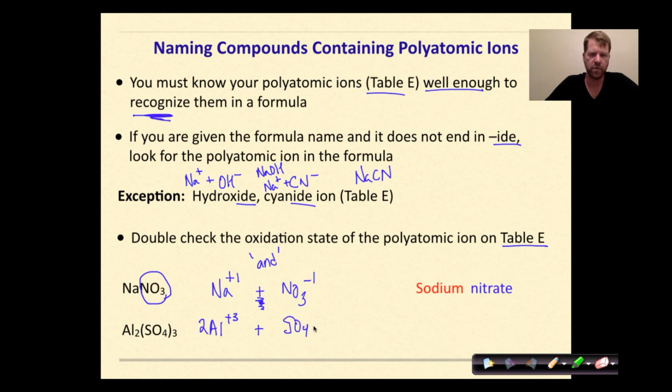Sulfate, SO4 -2 on table E. There's 3 of them. That adds up to a -6. So in this ratio of 2 to 3, I have a neutral ionic compound. And the name is aluminum sulfate.